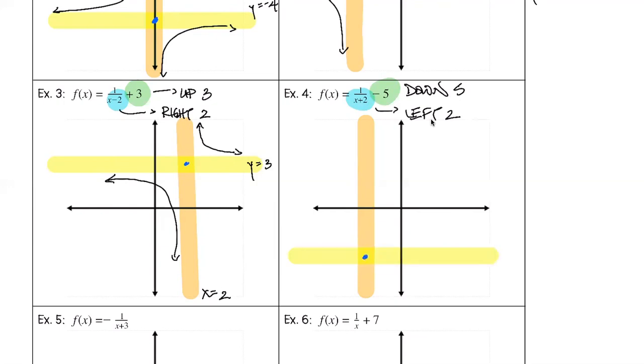I know this is my center point where they intersect, and I'm going to write out the equations for the asymptotes before I forget. y equals -5 and x equals -2. And then, since there's no reflections, we sketch one branch in the top right of the asymptote crossing and another branch in the bottom left. And that's it. Okay?